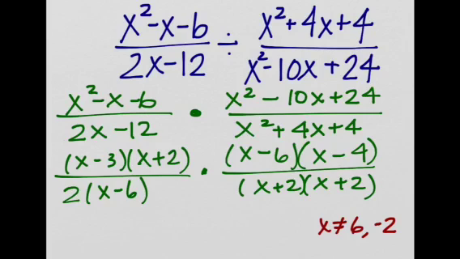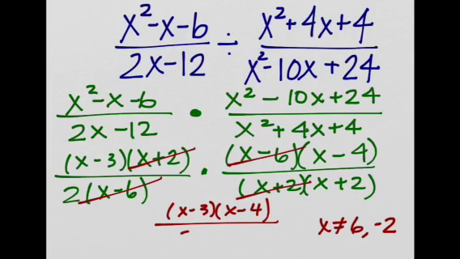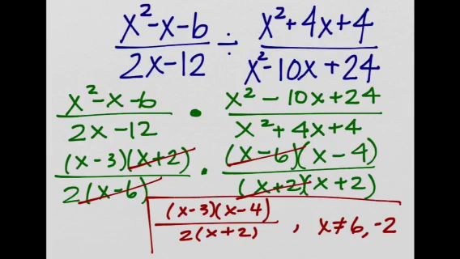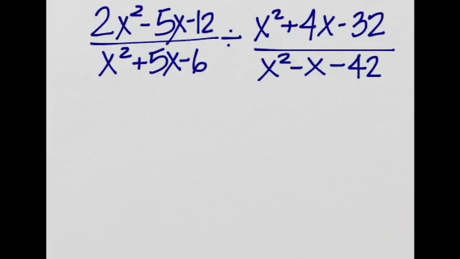Now I want to cancel any terms that I can cancel. So the x plus 2 cancels and the x minus 6 cancels, and then I'm just going to multiply across. So my final answer is x minus 3 times x minus 4 over 2 times x plus 2, and x cannot equal 6 and negative 2. Those are part of my answer. So like I've said before, we're multiplying rational expressions, except the first step here is we have to create that multiplication problem. We have to take our division, make it multiplication, and flip that second fraction. So let's take a look at one more example.